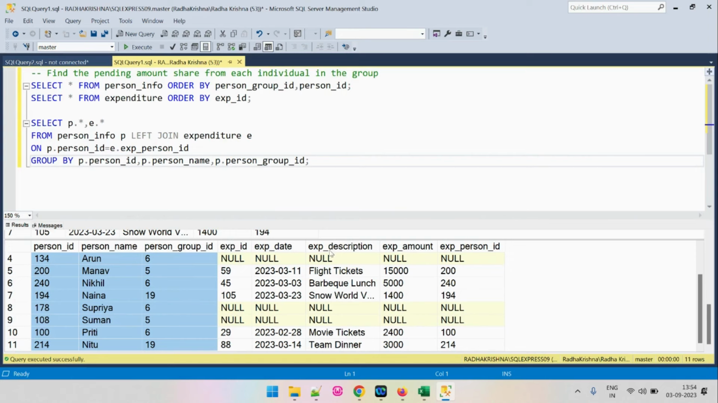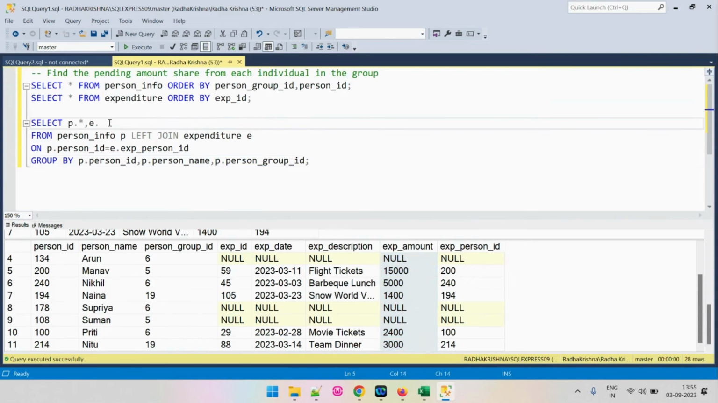We have skipped these three columns, and we also don't need the last column as it is already present in the first column, that is person ID. The data is already present, so we don't need that column also. So we will only use this column now. We will do grouping on the first three columns, and a summation on the expenditure amount to get the total expenditure done by each individual.